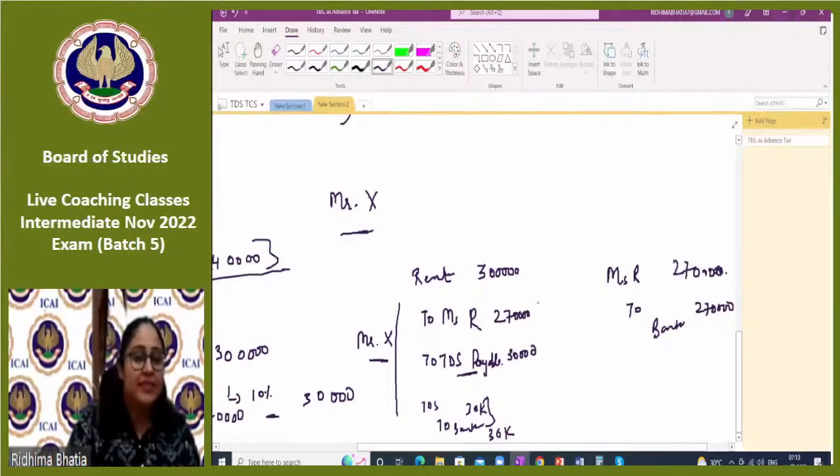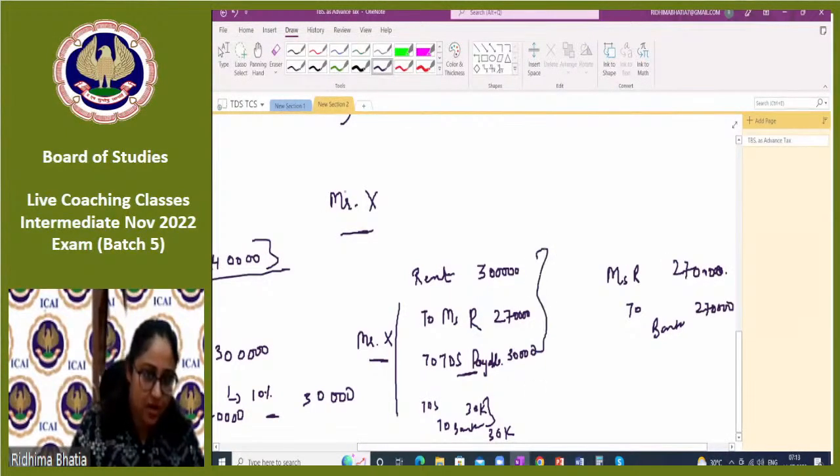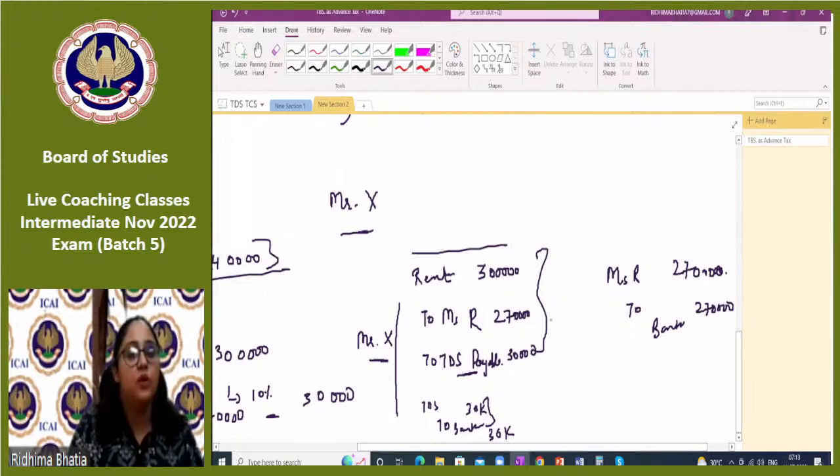So students, at this stage, Mr. X made an entry in his books of account of rent to Miss R and TDS payable. This is the stage where we say the tax is deducted. Even if he makes the payment at a later stage, we say the tax is deducted at the stage where he makes the due entry. And when he deposits it to the government, when you write the narration "tax deposited to the government", that is called deposit of TDS.